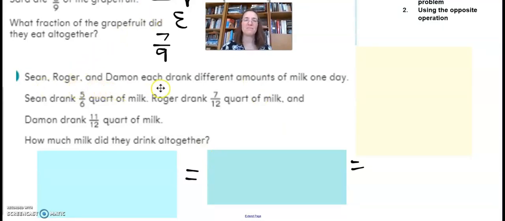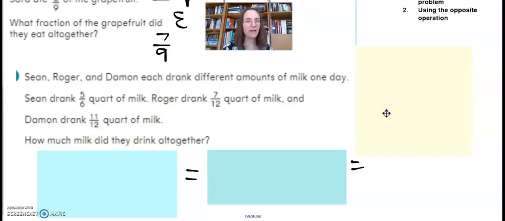Sean, Roger, and Damon each drank different amounts of milk one day. Sean drank 5/6 quart of milk. Roger drank 7/12 quart of milk, and Damon drank 11/12 quart of milk. How much did they drink altogether?